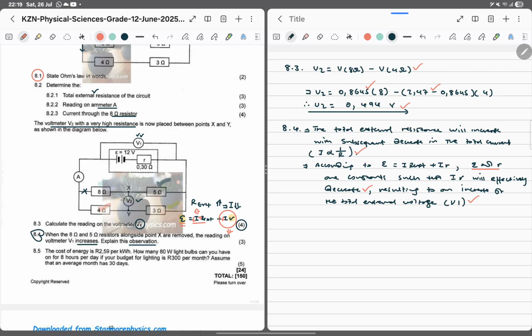Anyway, let's leave that. So 8.5. 8.5 says the cost of energy is 2 rands 59 cents per kilowatt hour. Okay. Now this is a topic from grade 11, so guys, go and revisit it. All right, how many 80 watt light bulbs can you have for 8 hours a day if your budget for lighting is 300 rands per month? Assume that an average month is 30 days.